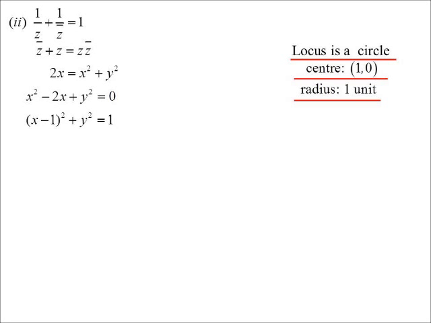Let's play with it a bit before I substitute in. If I multiply everything by z conjugate, it makes life a little bit easier. So I now know, because I've got z plus z conjugate, twice the real part, 2x, equal to z times z conjugate, x squared plus y squared. Looks like I've got another circle. Let's hope I did this one right. x squared minus 2x, complete the square. There's my circle. The locus is a circle, centre (1, 0), radius 1 unit. There it is. Draw a picture.